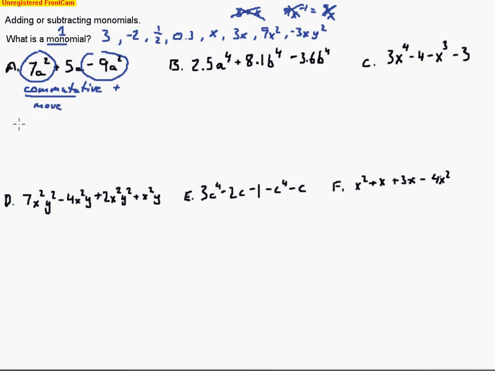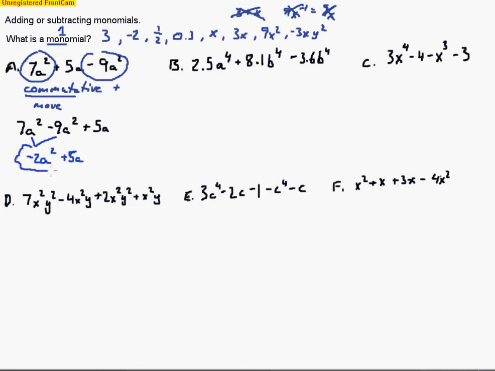So I'm going to take the 7a squared, and I'm going to bring that negative 9a squared right next to it. And then I'm going to rewrite that positive 5a. Now notice that these are opposite in sign, so I'm going to end up subtracting these two numbers. And notice that I don't change the exponents, I'm just changing the coefficients. Coefficients are those numbers in front of the exponents. And so my answer would be a negative 2a squared plus 5a.